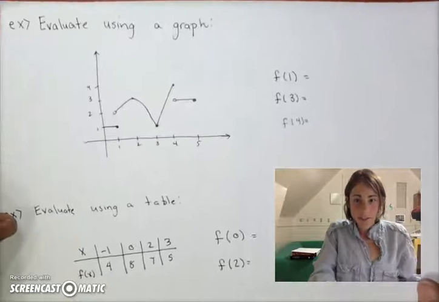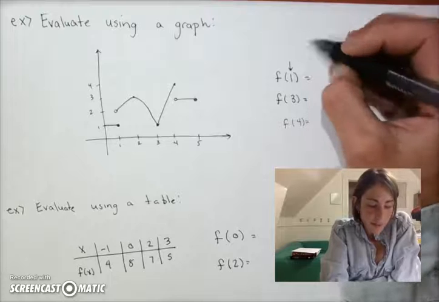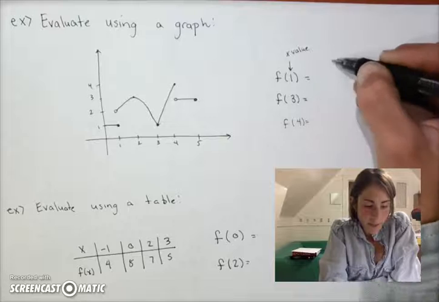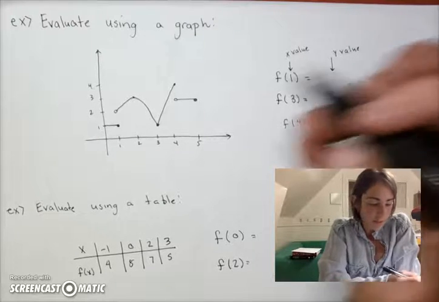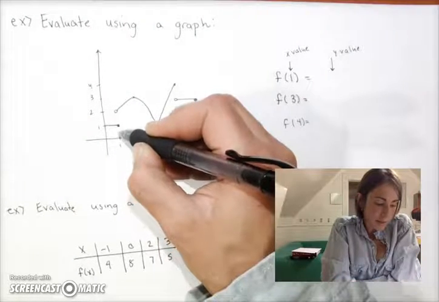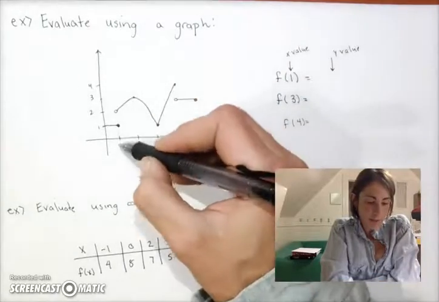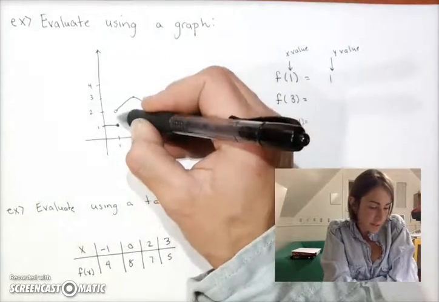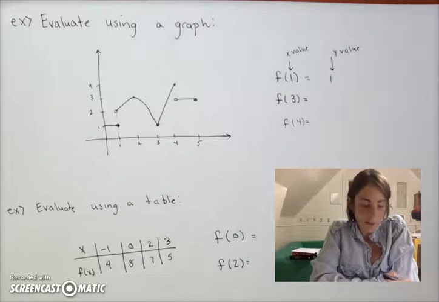To evaluate using a graph is even simpler. The way that we do this is we look at the x value, and then what comes out is the y value. So for example, f of 1, I go to 1, and my y value on the graph when x is 1 is 1. This one's a little tricky because it looks like it could also be 2, but since it's filled in at 1, that's what we write for our answer.